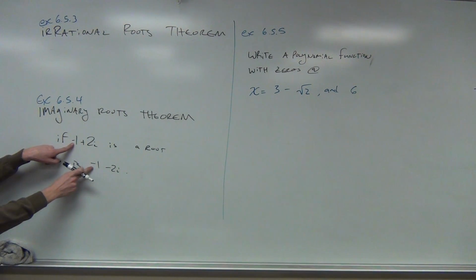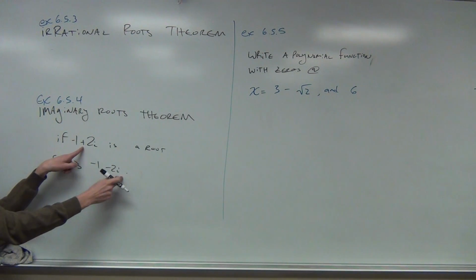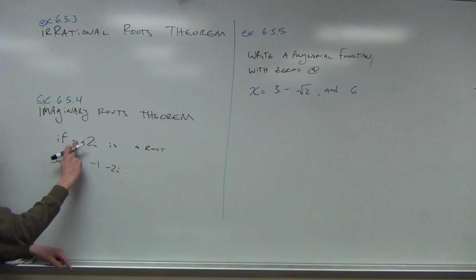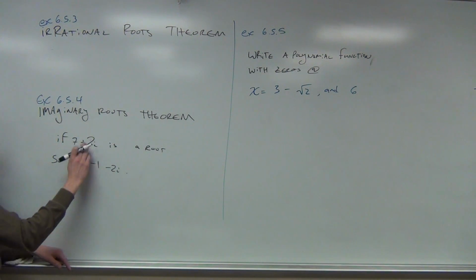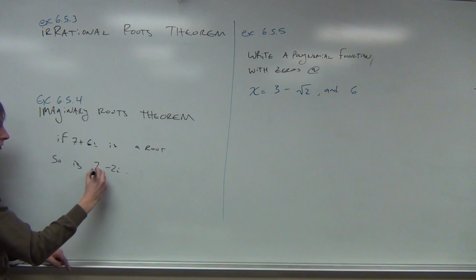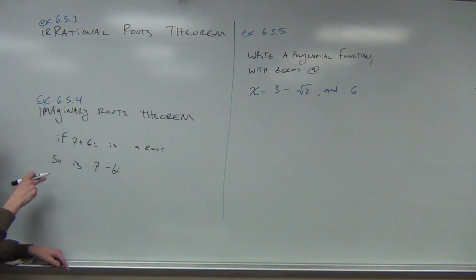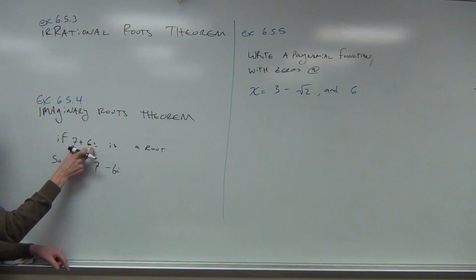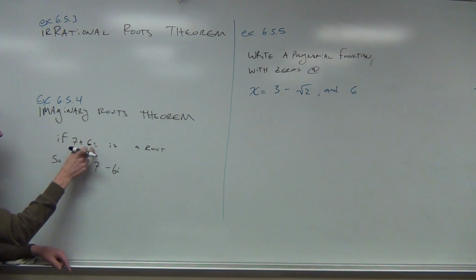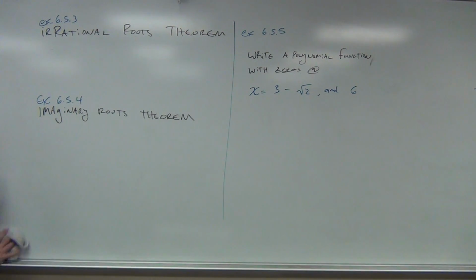Notice how these are not opposites of each other. The same a value, it's just that our b value has a different sign, plus 2i versus minus 2i. If I have positive 7 plus 6i, then positive 7 minus 6i would also be a root. This allows us, if we know one root, to find another. So the conjugate pairs are the key.